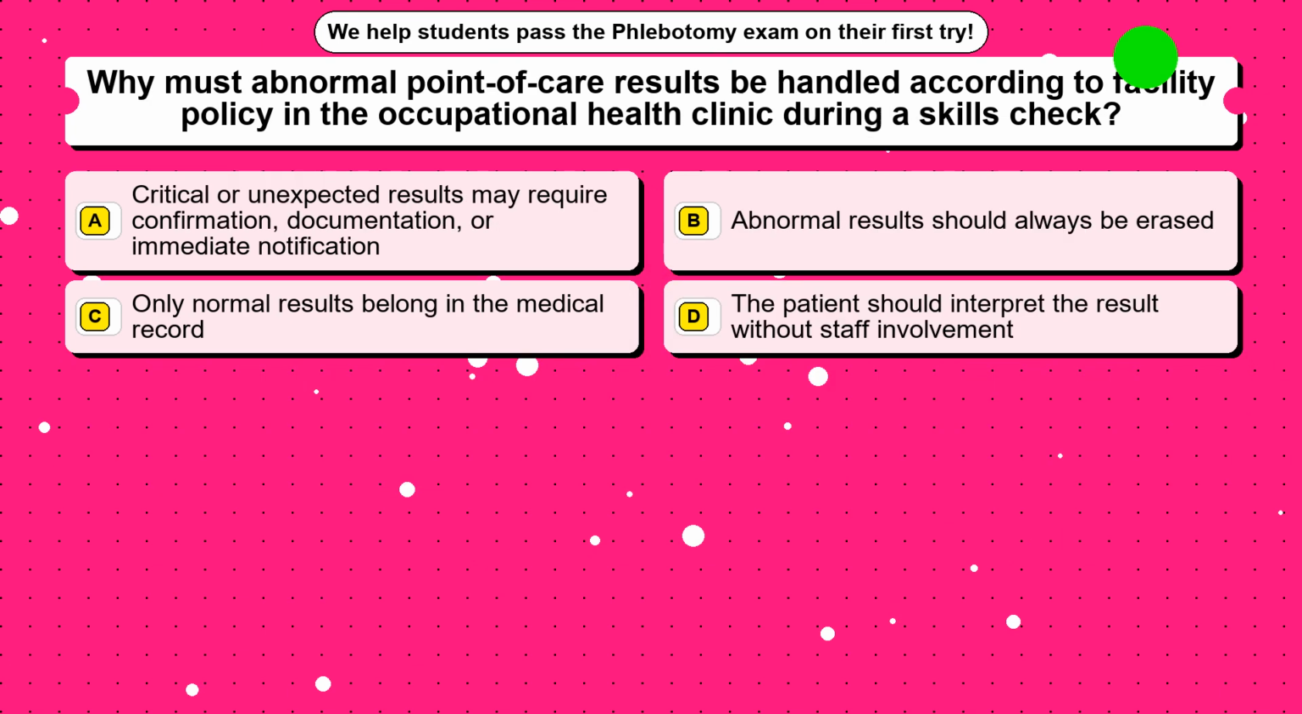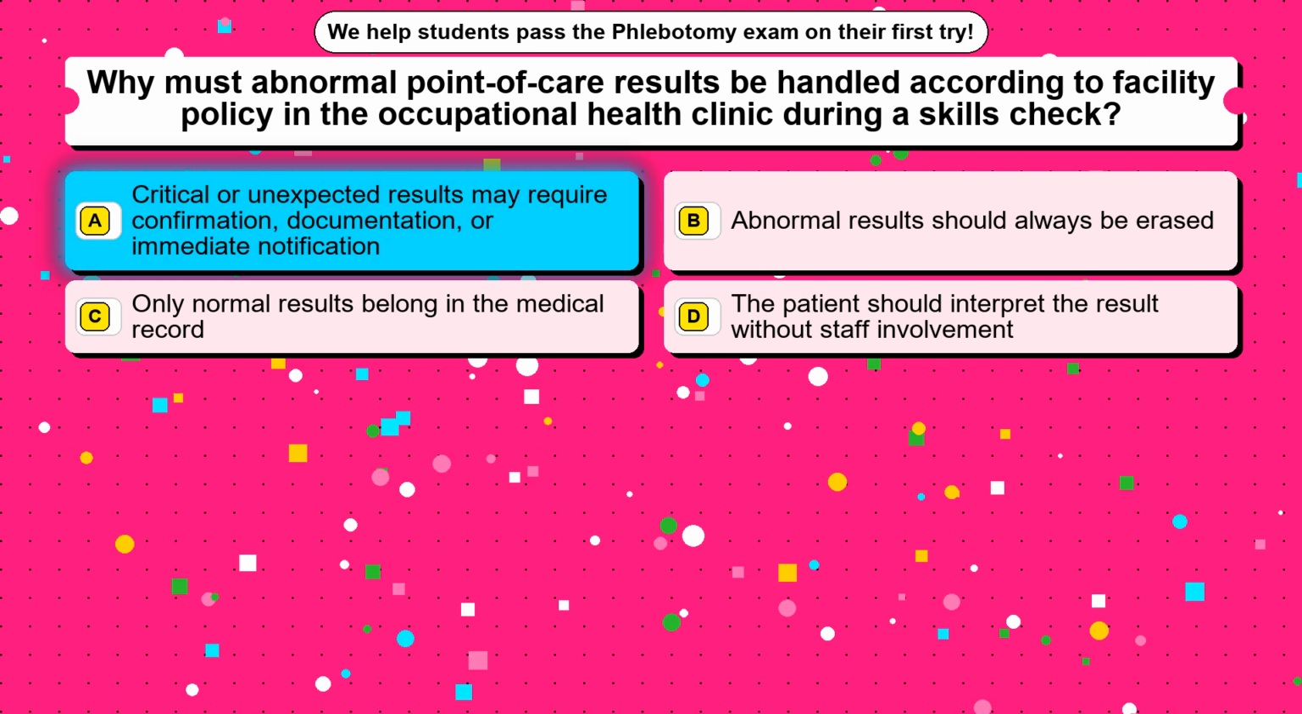Question 80. Why must abnormal point-of-care results be handled according to facility policy in the occupational health clinic during a skills check? Option A. Critical or unexpected results may require confirmation, documentation, or immediate notification. Option B. Abnormal results should always be erased. Option C. Only normal results belong in the medical record. Option D. The patient should interpret the result without staff involvement.